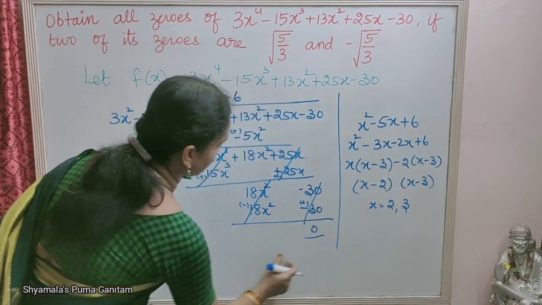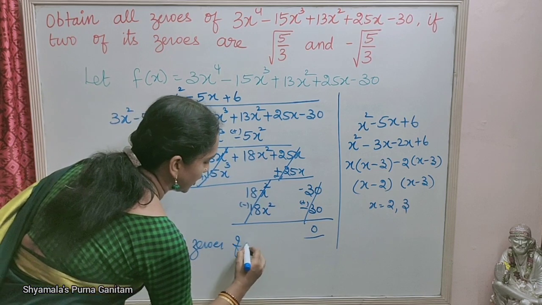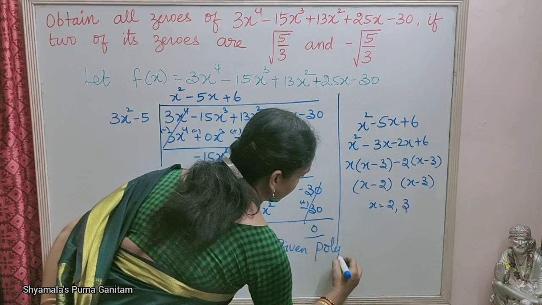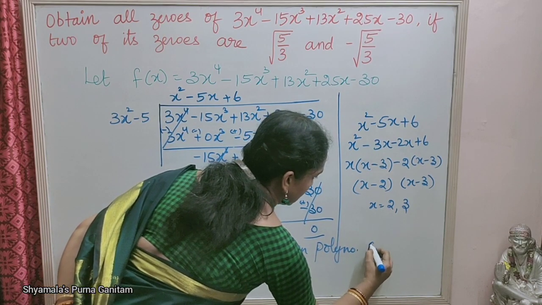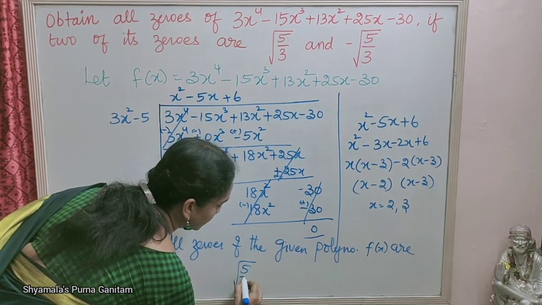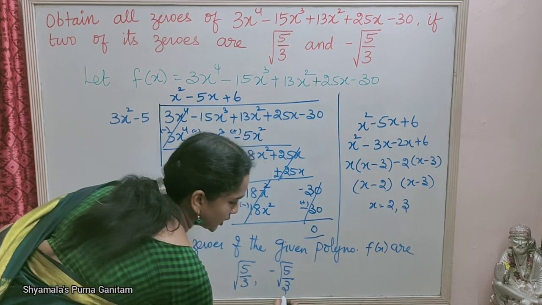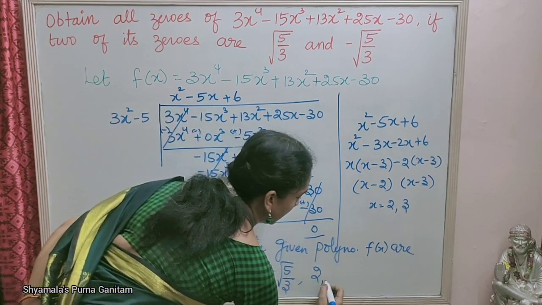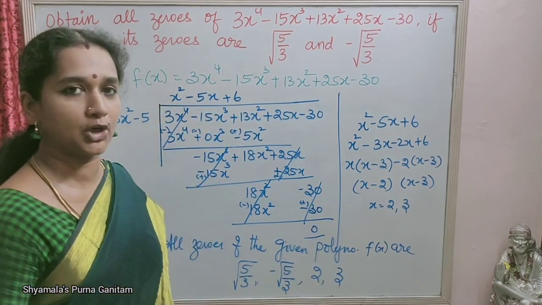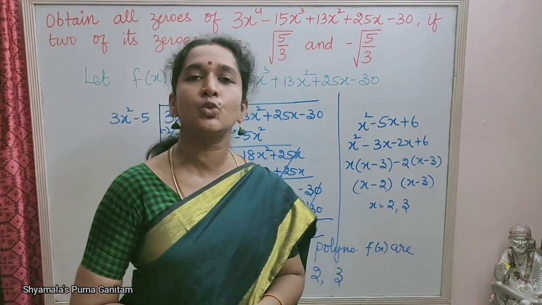So finally, what we have to write? All zeros of the given polynomial f of x are root 5 by 3, minus root 5 by 3, 2 and 3. So these are the four zeros of the given polynomial. So with this I have completed exercise 2.3.